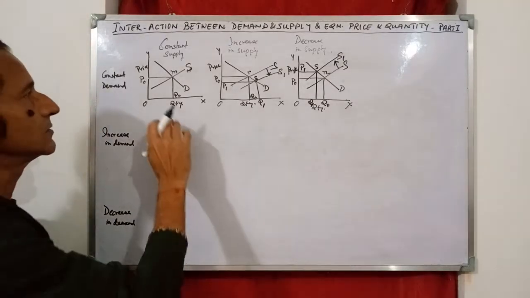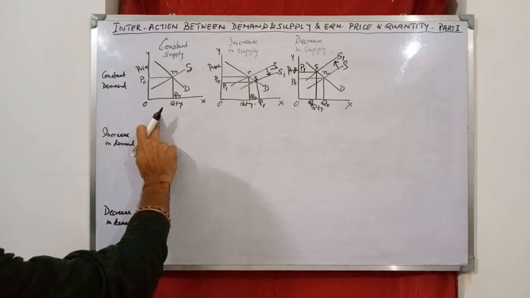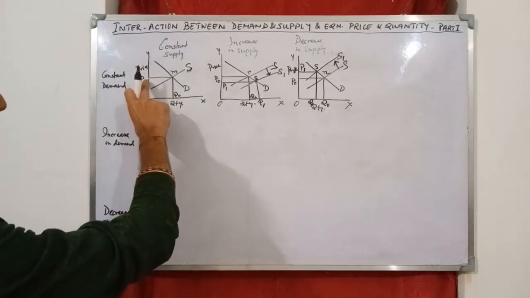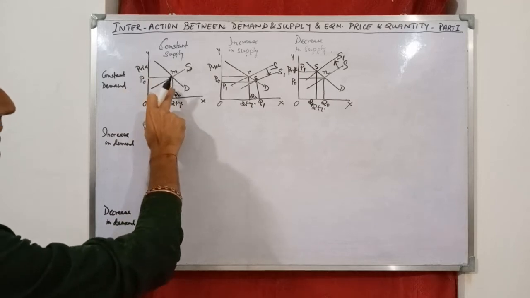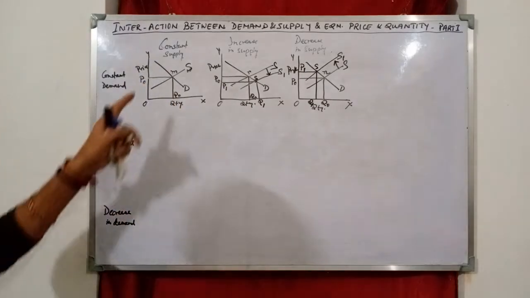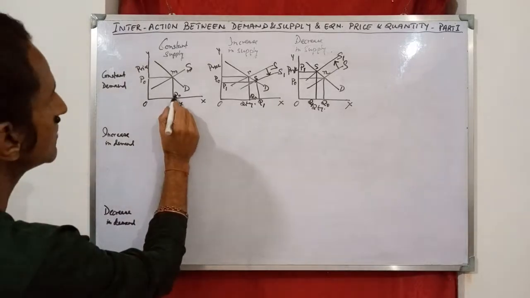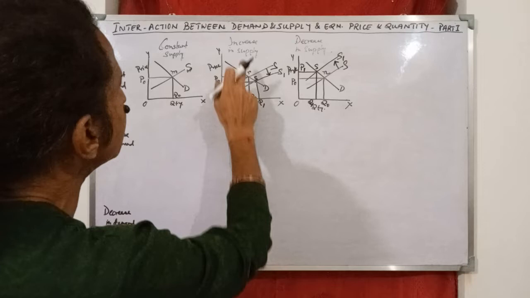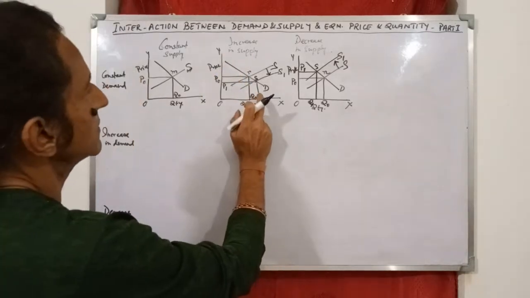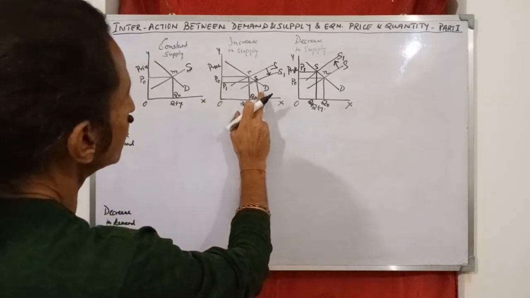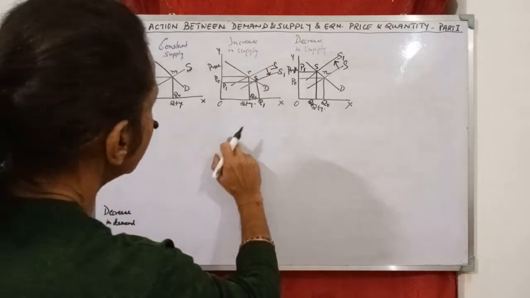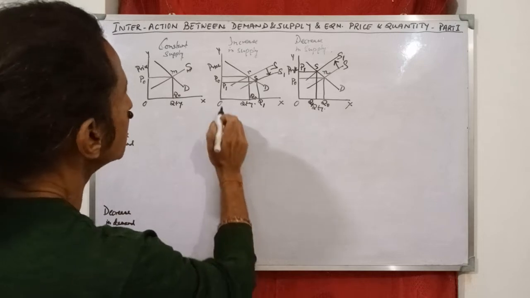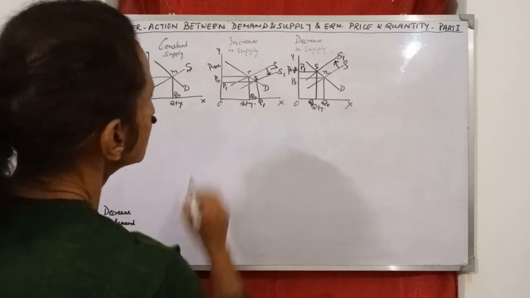Okay, so here it is constant demand and constant supply. The equilibrium point is P sub O, where the demand curve and the supply curve intersect, that is at point M, and equilibrium quantity is Q sub O. Here constant demand and increase in supply. Let D be the original demand curve, S the original supply curve, they are intersecting at point R. So equilibrium price and quantity are P sub O and Q sub O respectively.